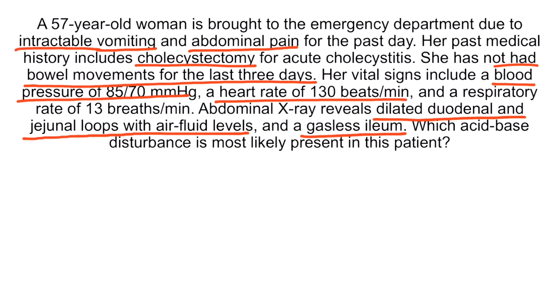Severe volume depletion activates the renin-angiotensin-aldosterone system and causes contraction alkalosis with hypokalemia. Additionally, this patient is losing chloride by vomiting the gastric acid, so she likely has hypochloremia as well. Therefore, the acid-base disturbance most likely present in this patient is hypochloremic metabolic alkalosis.